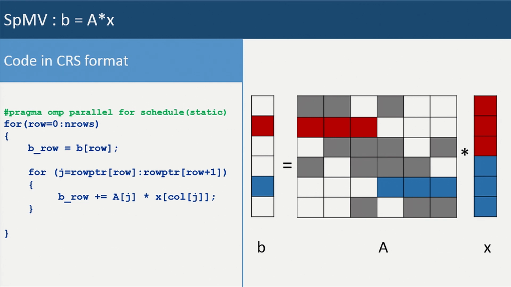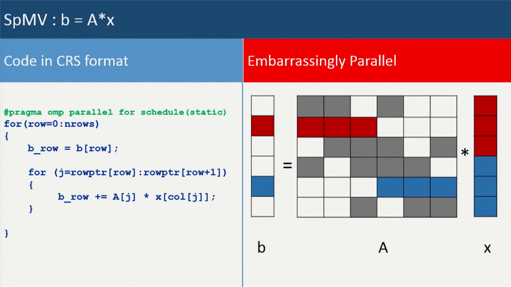With this SPMV algorithm, each thread reads matrix A and vector X and writes to a vector B. Note that although multiple threads can read from the same element of vector X, each writes only to a single element of vector B. Since the parallelization of this kernel is as easy as that, it is also called embarrassingly parallel.